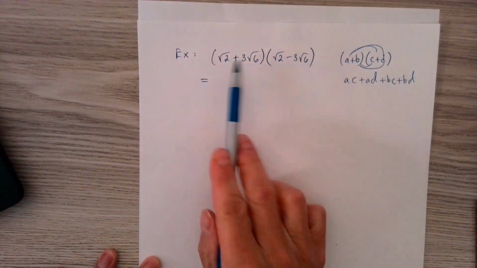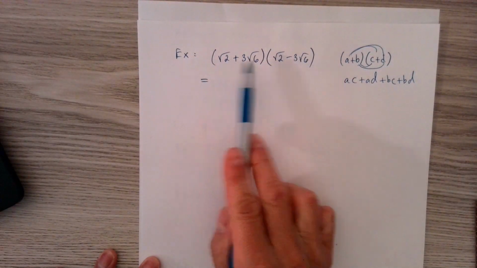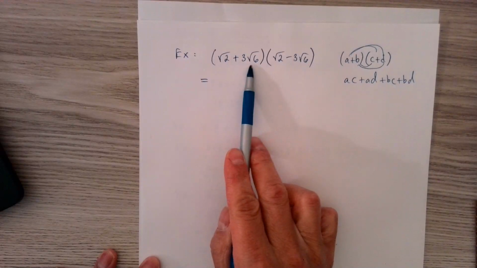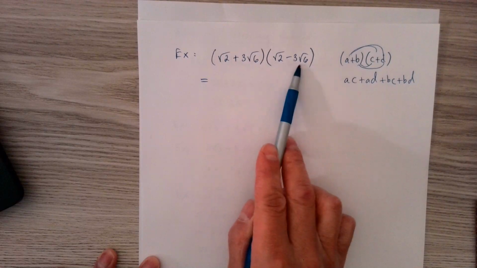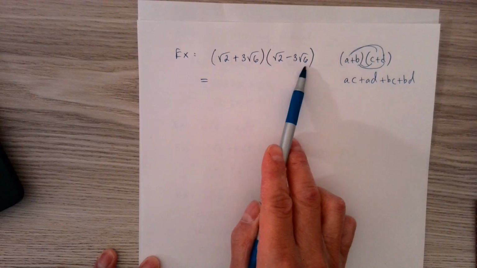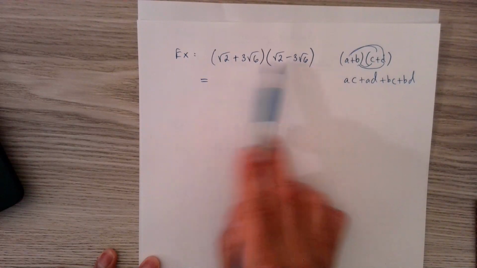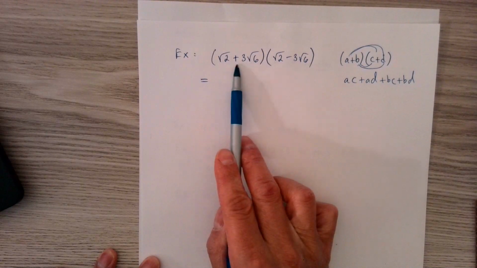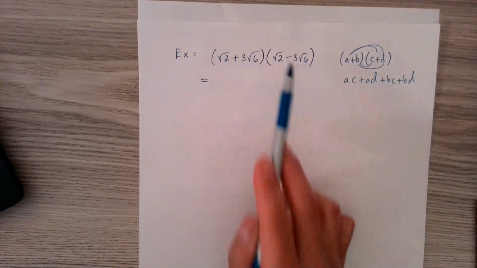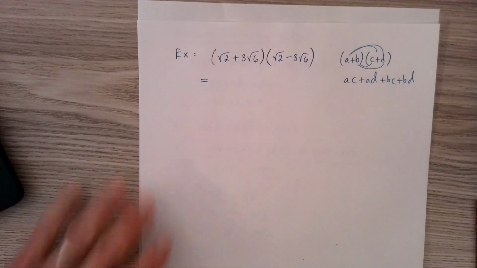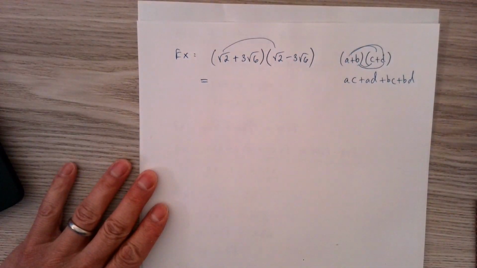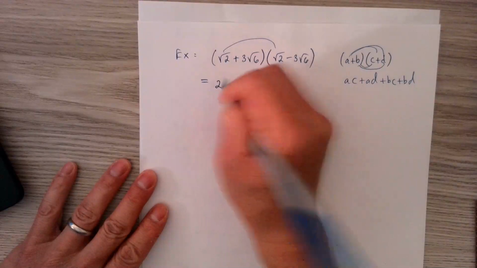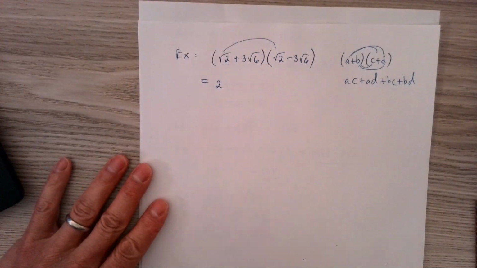In this example, this is A, this is 3 rad 6, that whole thing is B. Another rad 2 is C, and then another 3 rad 6 is D. And be careful of the signs. This binomial has a plus, this binomial has a minus operation. Okay, so rad 2 times rad 2 is 2, no problem.